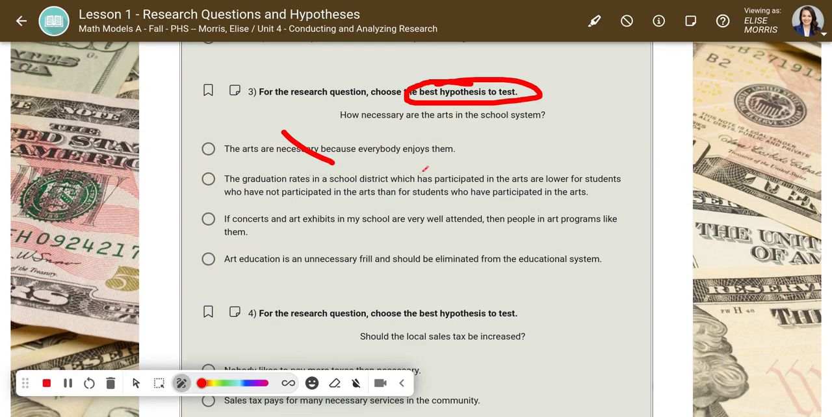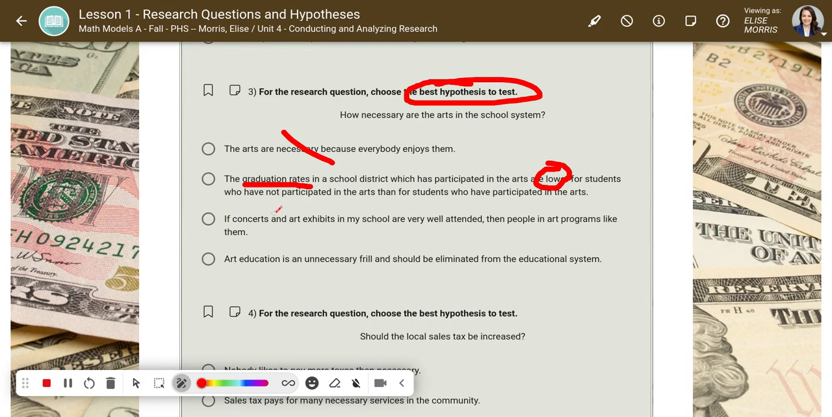The graduation rates in a school district which has participated in the arts are lower for students who have not participated in the arts than for students who have. Okay, it's related. This is very specific. We could look at graduation rates. Yeah, that's pretty good. We can look up graduation rates. This is very specific. We can pull that data from the school district. And we can look and see if it's lower or higher based on whether they had an elective they loved, that's art, music, theater, and all that. That one's looking really good.